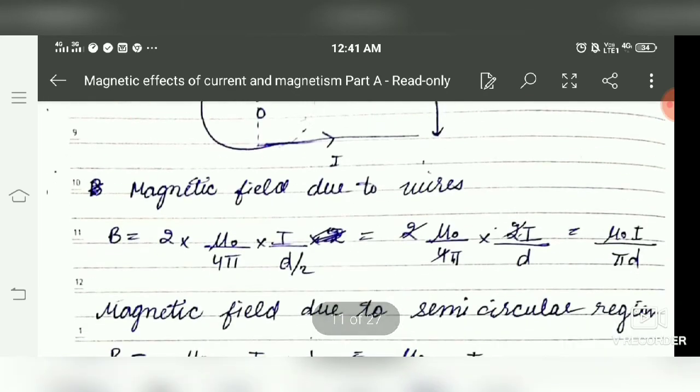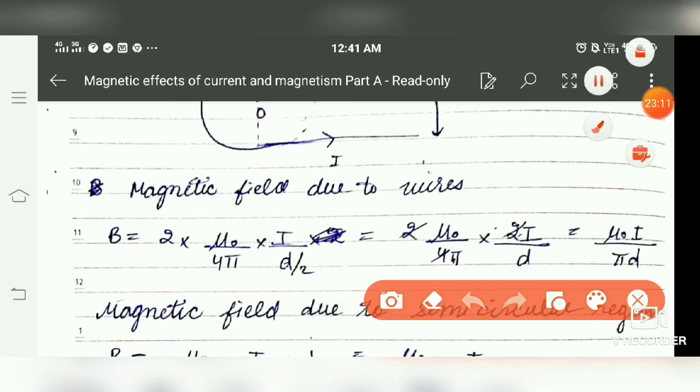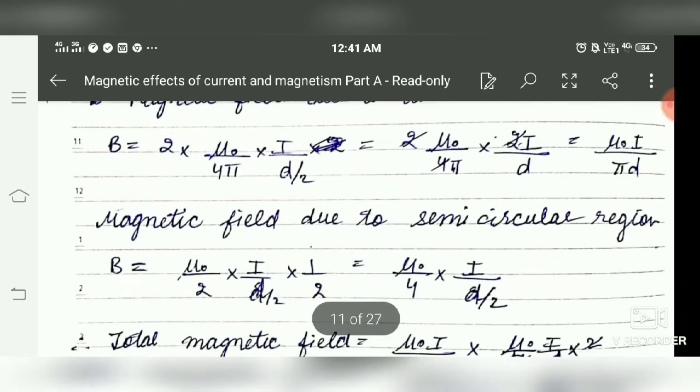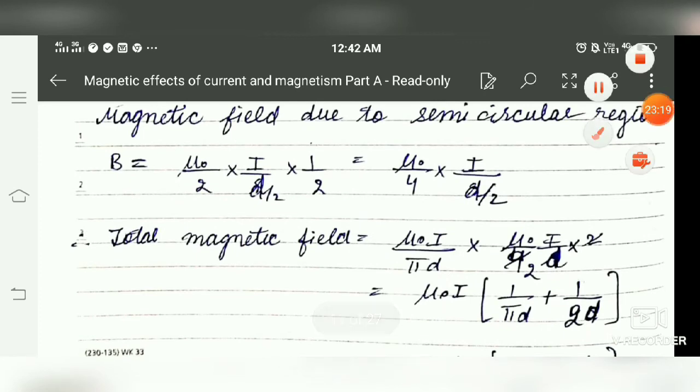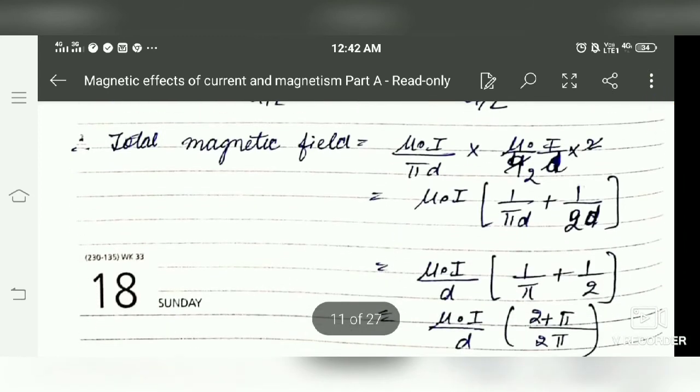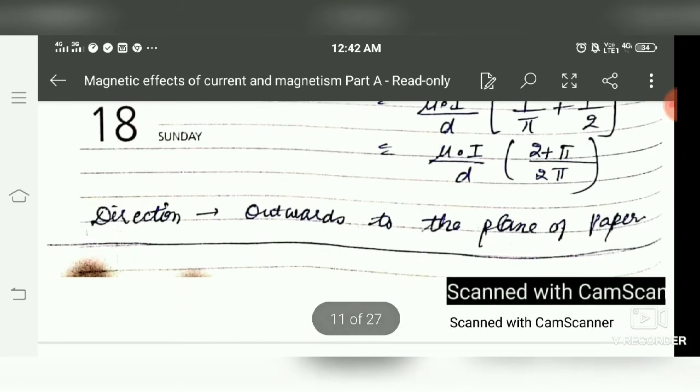Now first of all, magnetic field due to the wire, we know that this is the formula. So by solving this we get this result. Magnetic field due to the semicircular ring is half of the formula. This is the value. So total magnetic field is nothing but the sum of all. By doing this we get this.